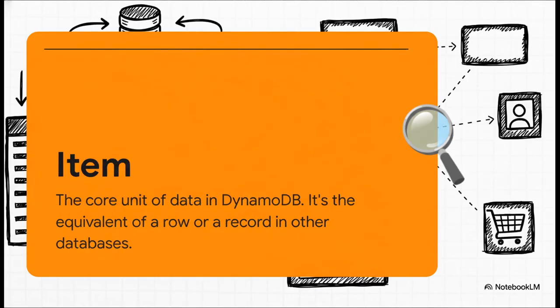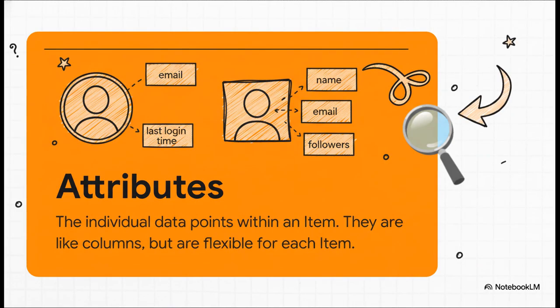All right, so inside that bucket, our table, we have what are called items. An item is just a single piece of data. If you're coming from a SQL world, this is super easy. An item is just a row or a record. It's one thing: one user, one specific product, that kind of thing. And then each of those items is made up of attributes. These are just the little data points inside the item: the user's name, their email, when they last logged in.